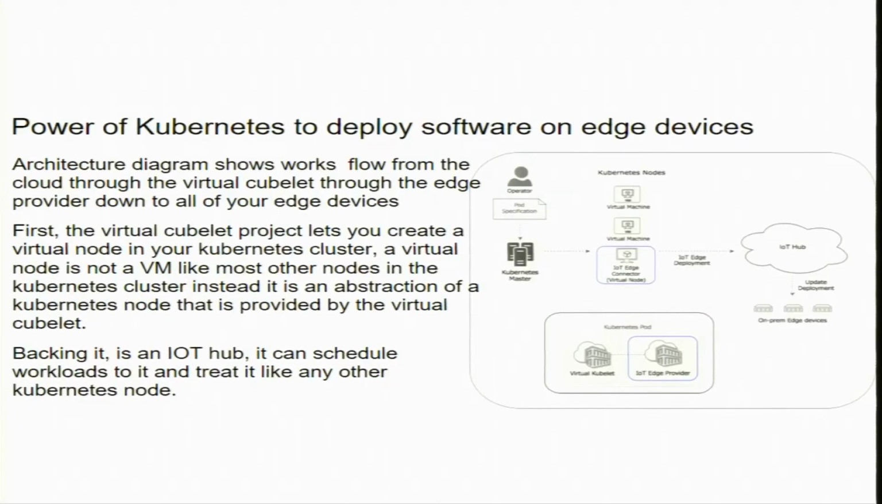Now, let us see how you can use Kubernetes to deploy software on edge devices. This is also applicable for IoT Edge. The architecture shows the flow from the cloud through a virtual kubelet. Here you can see in this illustration the workflow from the cloud through the virtual kubelets, through the edge provider, down to your edge devices. This entire workflow is explained here.